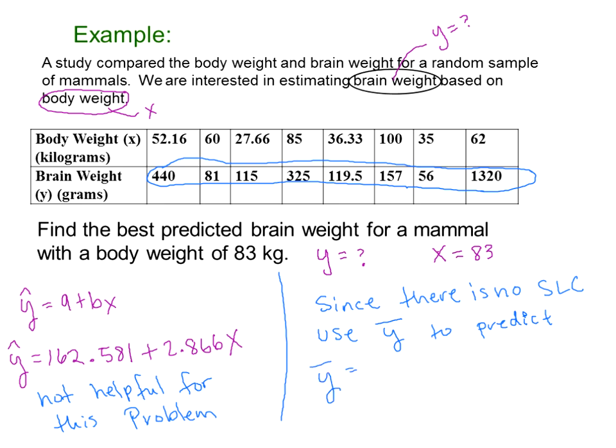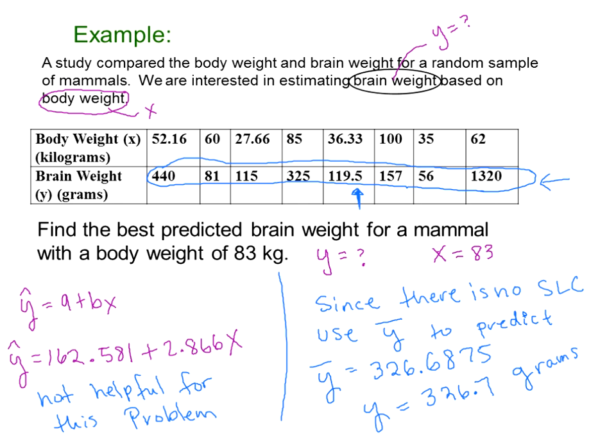So the mean of the y's was 326.6875. I'm rounding it to whatever was in the data here. The data went to the tenth place because of that data value, so I'm going to say 326.7, and this refers to grams. My prediction is that if there is a mammal who weighs 83 kilograms, the brain weight is going to be 326.7 grams.